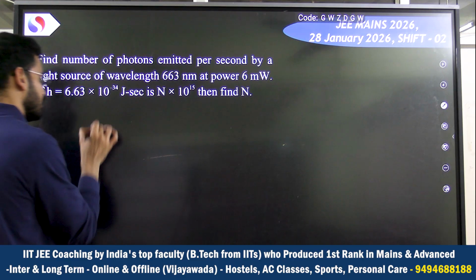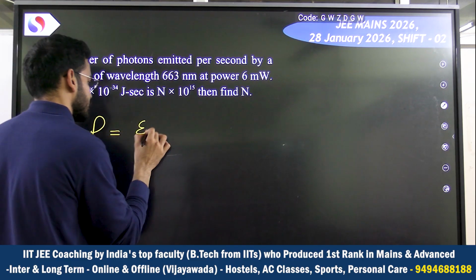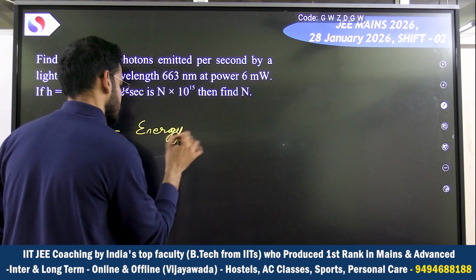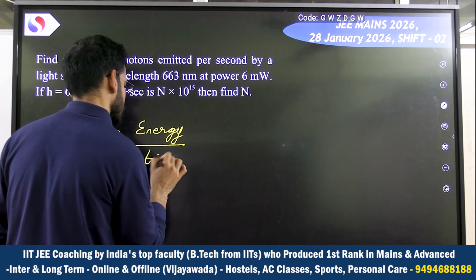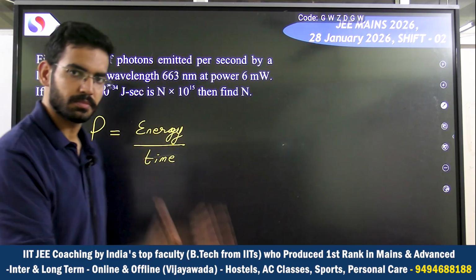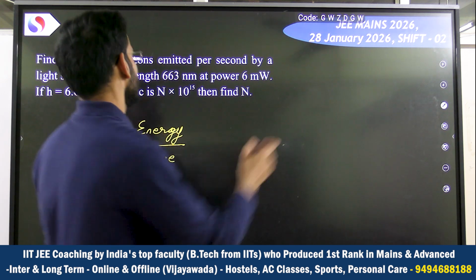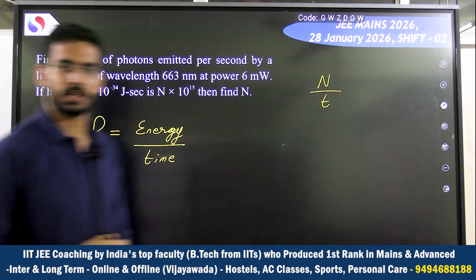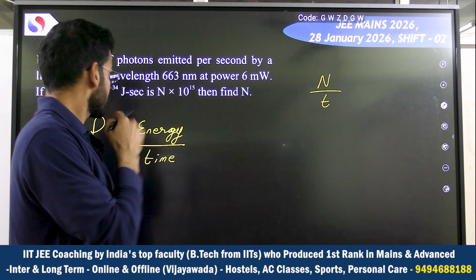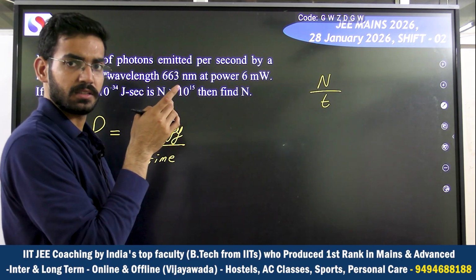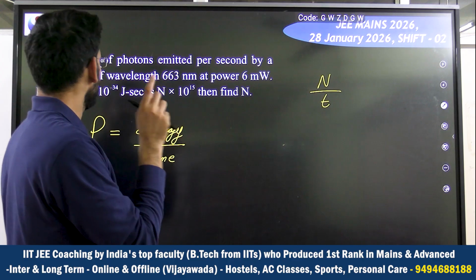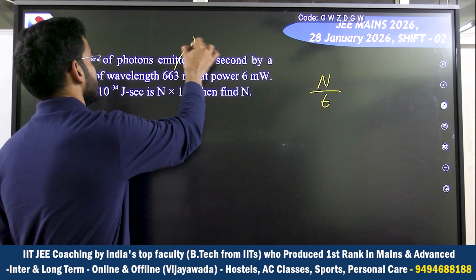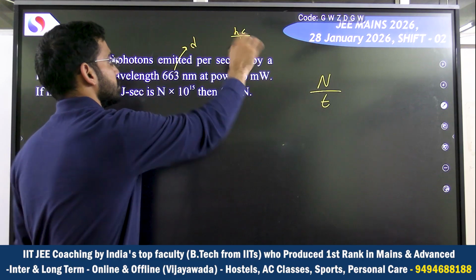Okay, so power meaning what? Power meaning is energy per unit time, correct? Total energy per unit time, right? What you need is the number of photons per unit time, correct? And you have the total energy, right? Number of photons you don't have. Okay, and you have the energy of one photon. How do you have it? Lambda you have, no? So you got hc by lambda, that is the energy of one photon.